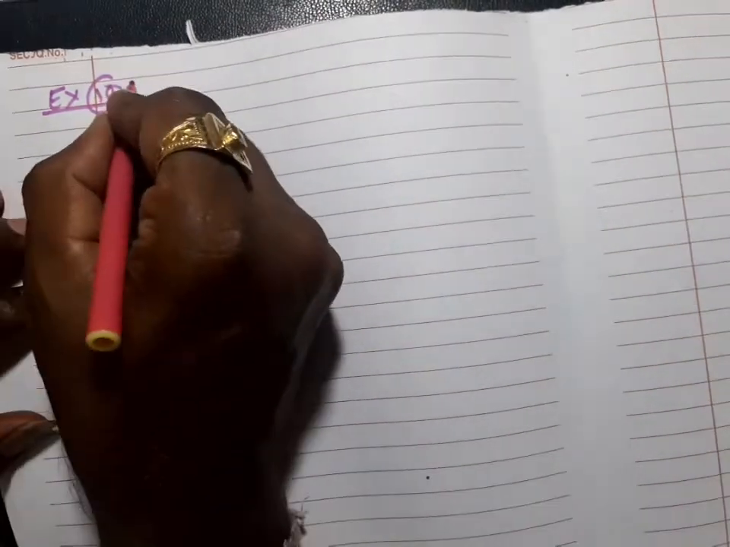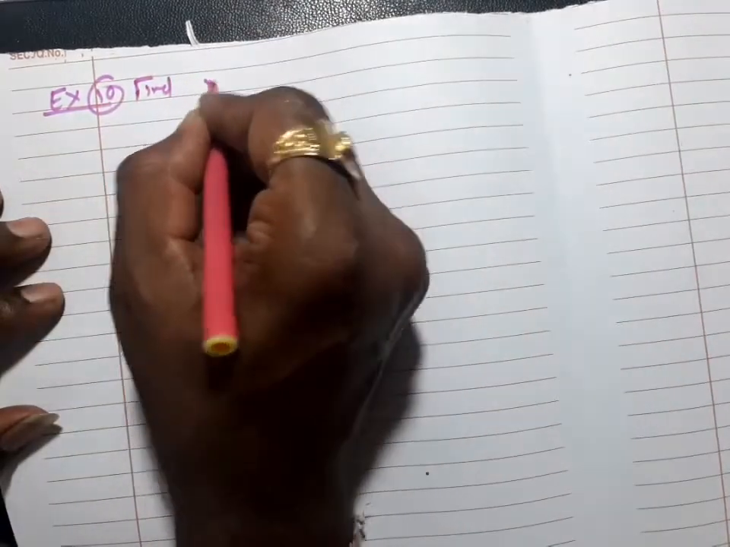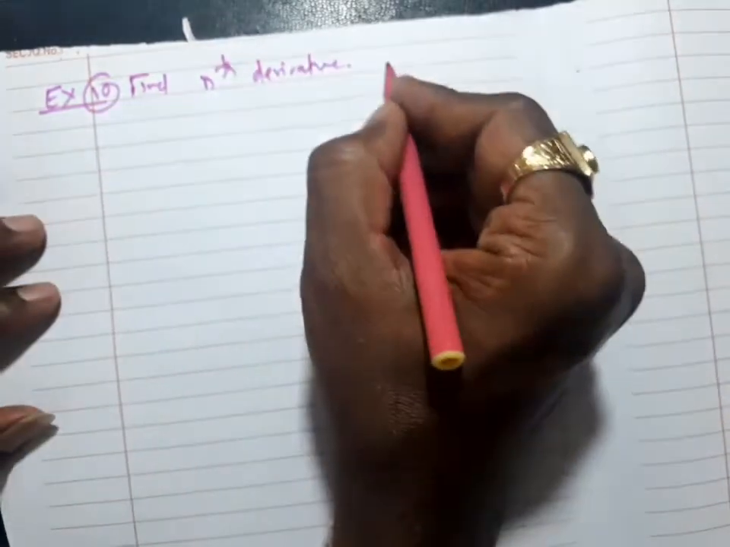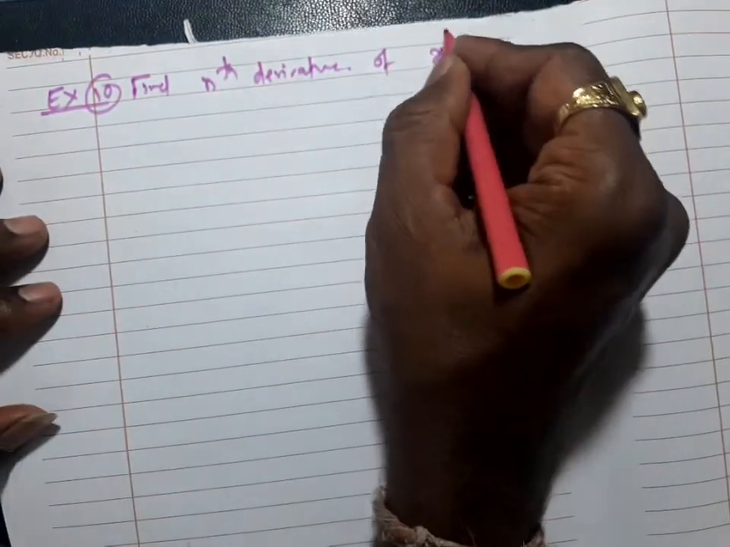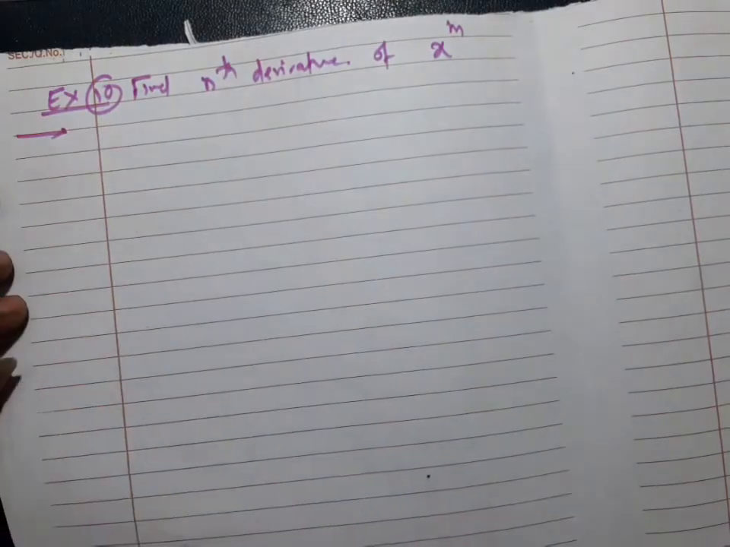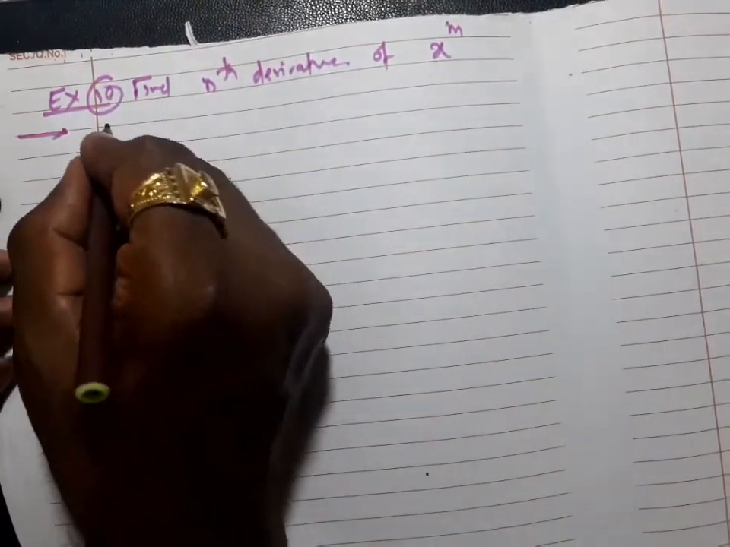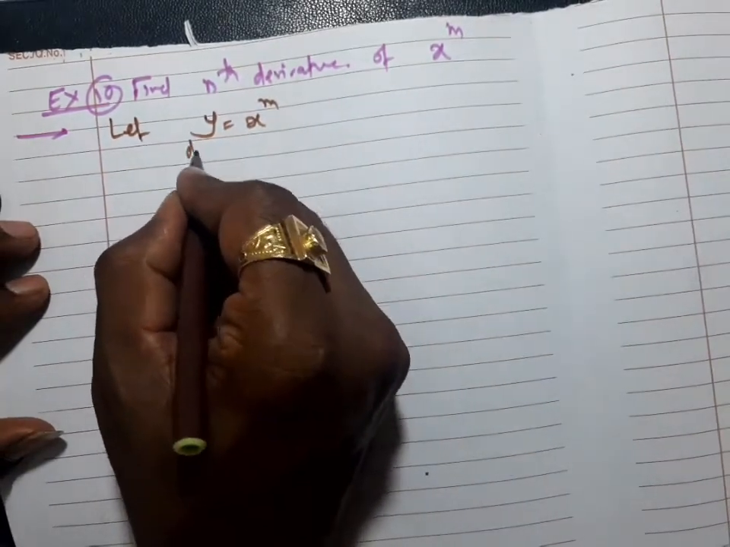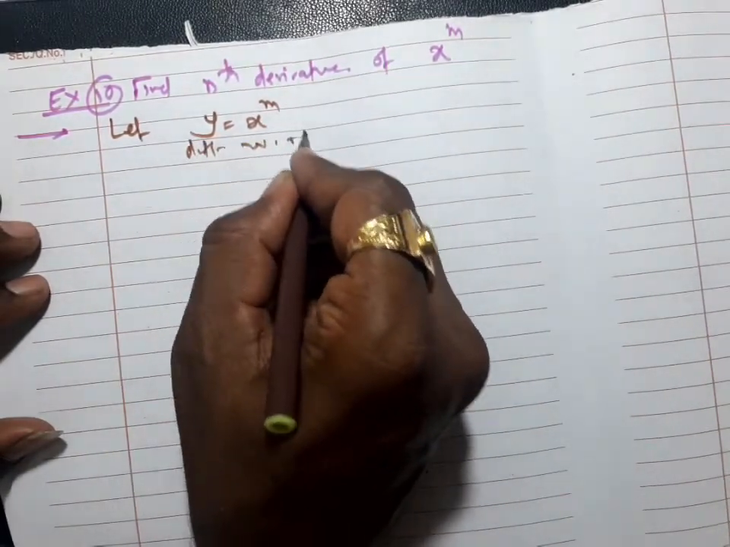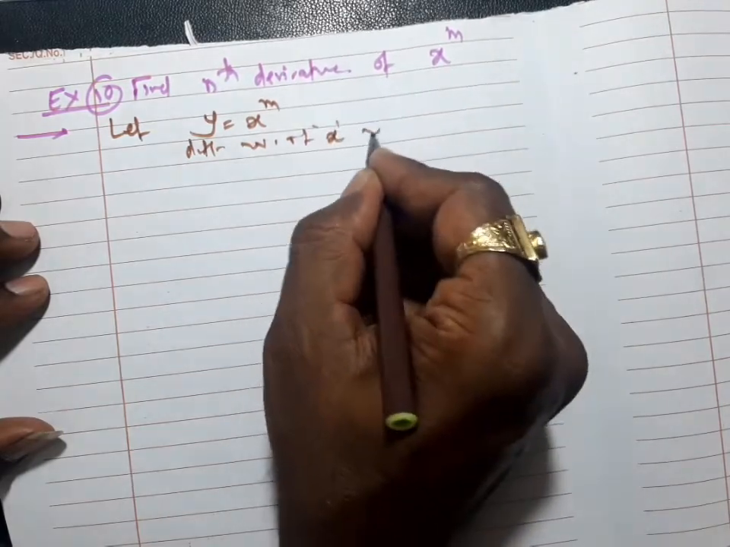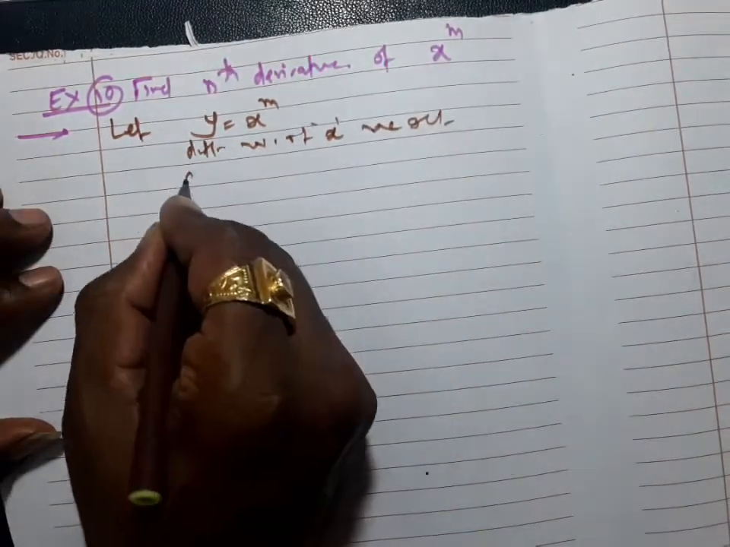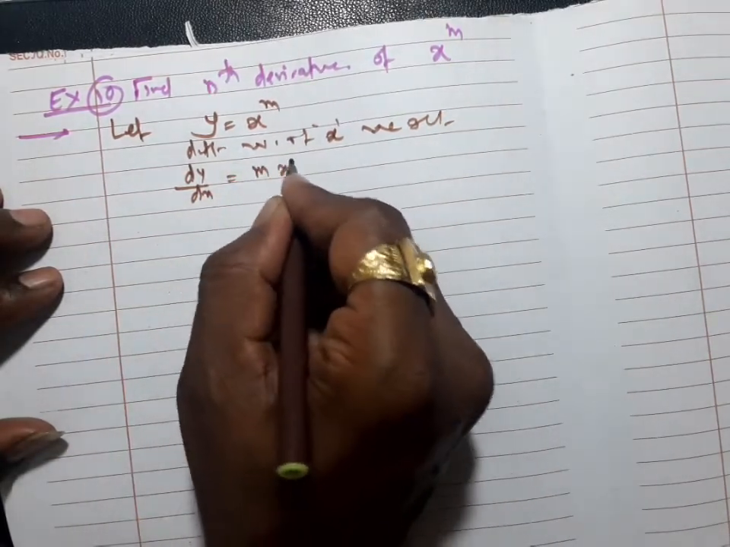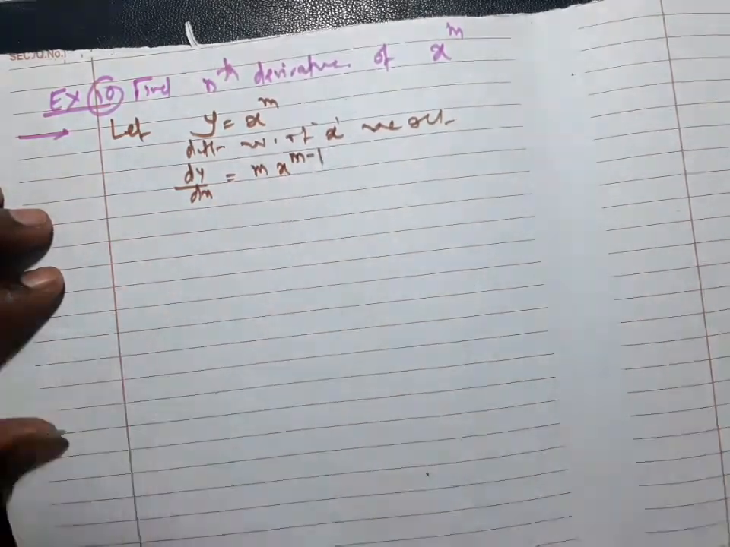Example number 10. Find the nth derivative of x raised to m. Let y is equal to x raised to m. Then differentiate with respect to x. We get dy by dx is m x raised to m minus 1.